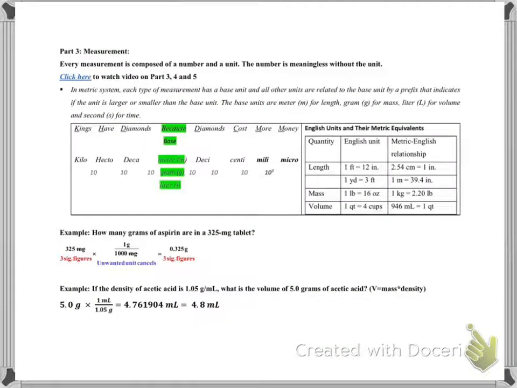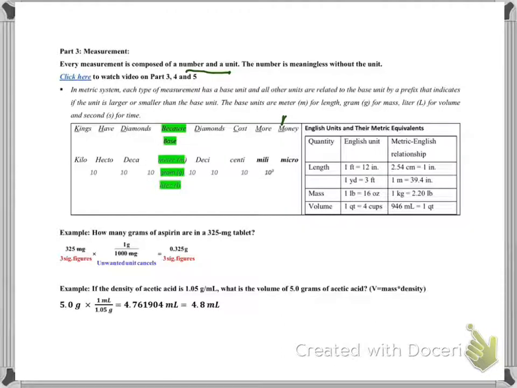Now, some information on the top here is missing. It should be measurements. The topic is measurements, and the numbers in measurements have no meaning unless there is a unit with the number. It's here, it was just hidden. So every measurement is composed of a number and a unit. The number is meaningless without a unit.